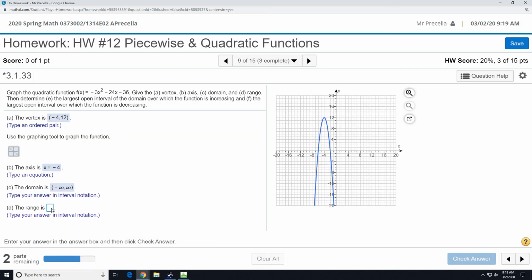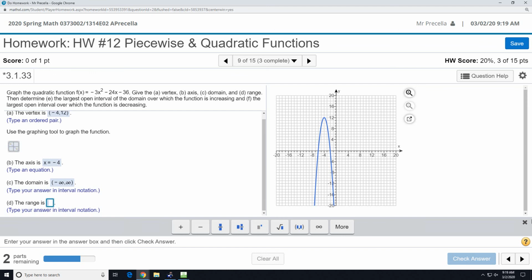Type it in. We're almost at the time that we're going to go into our break. Oh, parentheses, negative infinity, comma, 12, bracket. Oh, there. Okay.